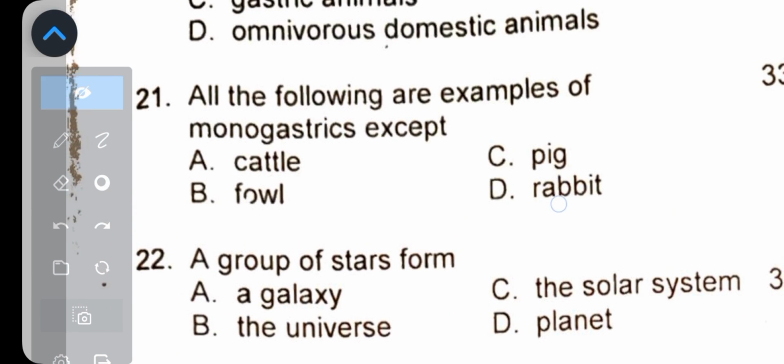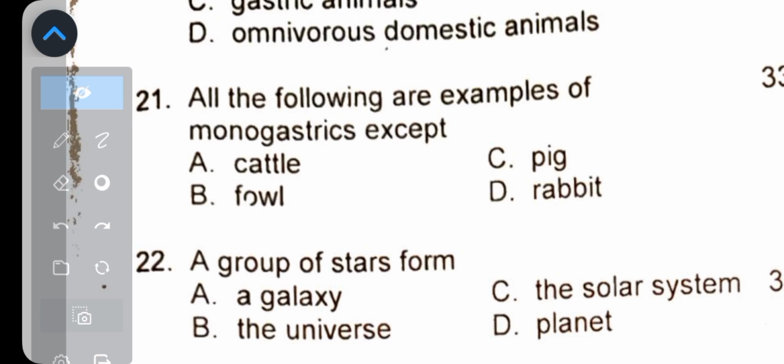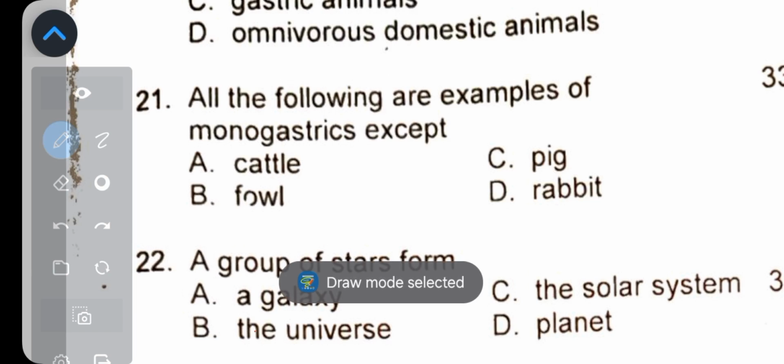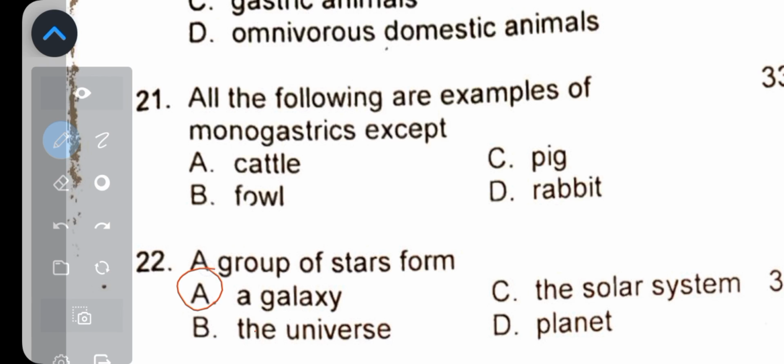Question 22. A group of stars form A. A galaxy, B. The universe, C. The solar system, D. Planet. And the answer to this is A.